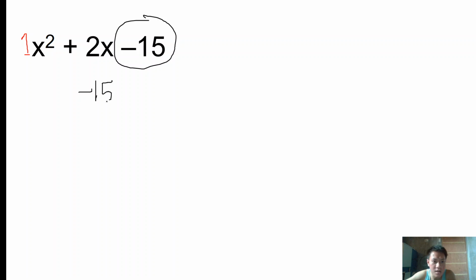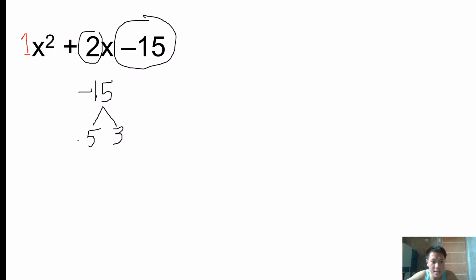Isip tayo ngayon ng dalawang number na ang sagot ay negative 15. And then, kapag pinag-add naman natin, ang sagot ay 2. So, that's simply 5 and 3. So, kapag pinag-multiply natin yung 5 and 3, ang sagot ay 15. Since it is negative, one of 5 and 3 is negative.